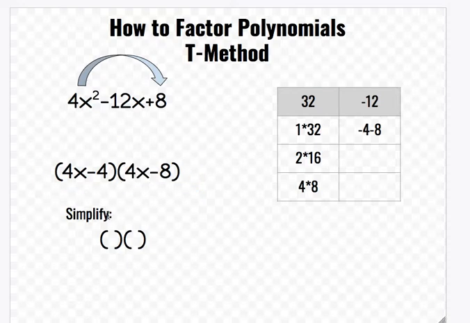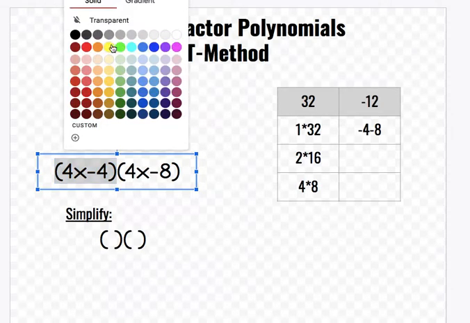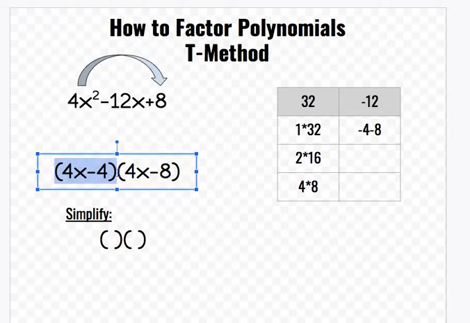My last step is to simplify my answer. If you do not simplify your parentheses, you're not going to get 4x squared in the beginning. Right now you have 4x times 4x, which gives me 16. So that means that one or both of these needs to be divided. So let's take that first parenthesis. It says 4x minus 4. Can I divide both of those numbers by something? Yes, I can. I can divide both of them by 4.